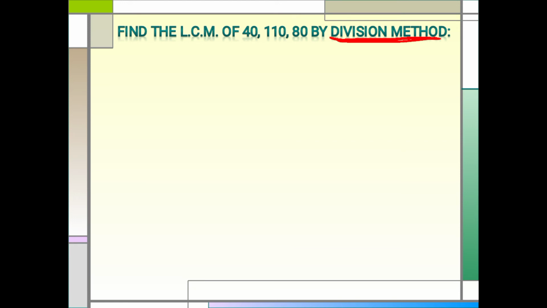You are going to use the division method here to find the LCM of 40, 110 and 80. So let's start. For the division method, you will write all the numbers in a horizontal line, just like this: 40, 110 and 80, separated by commas.